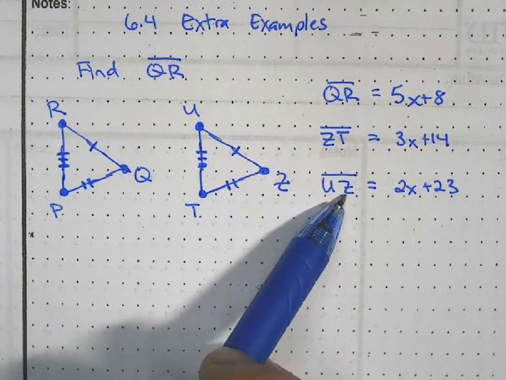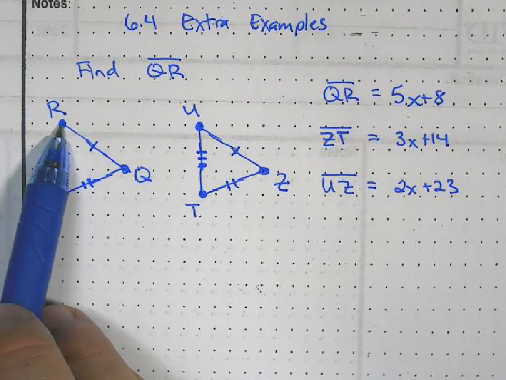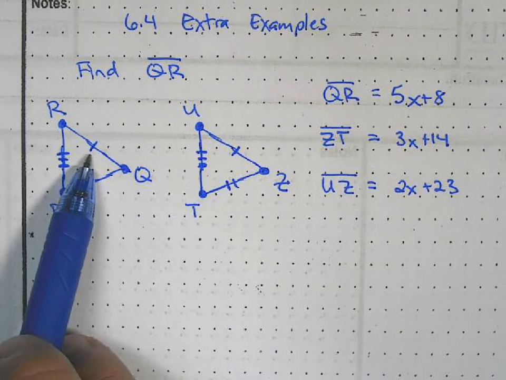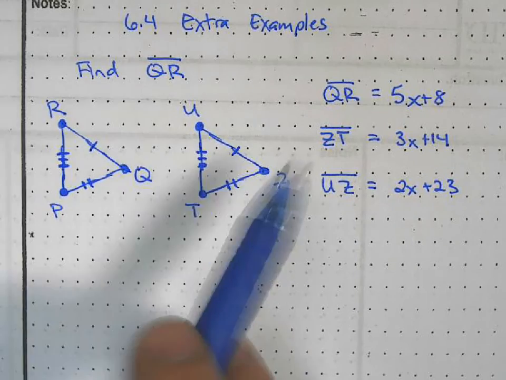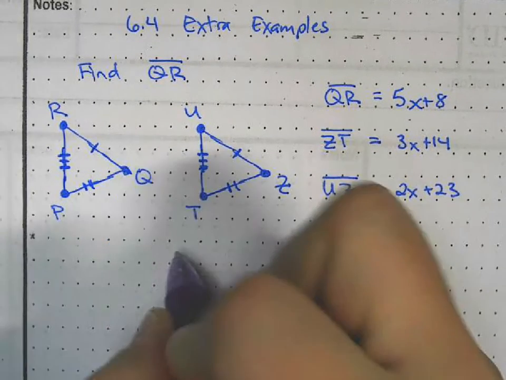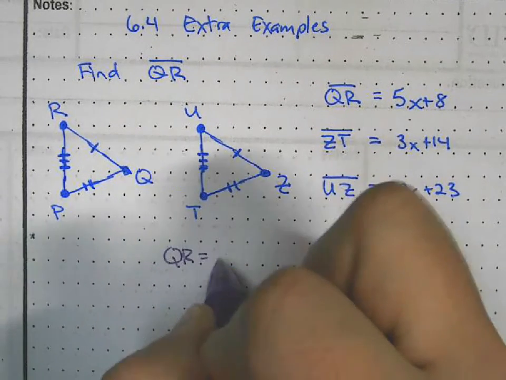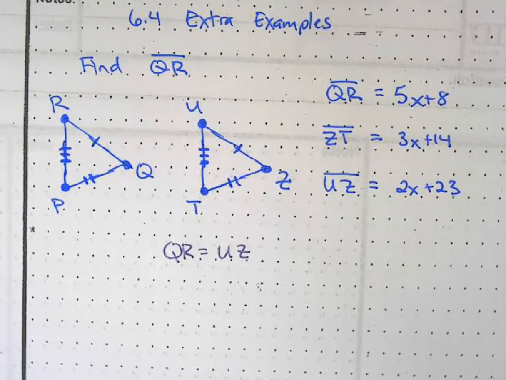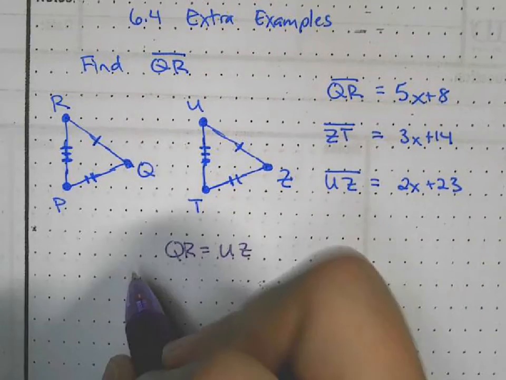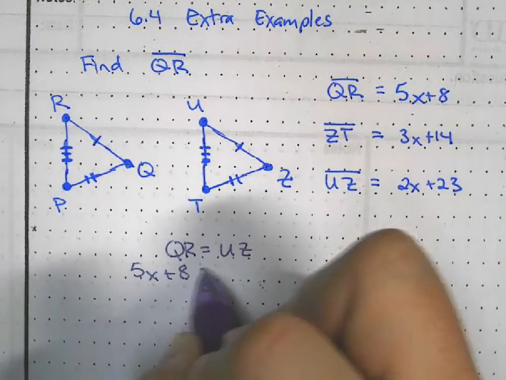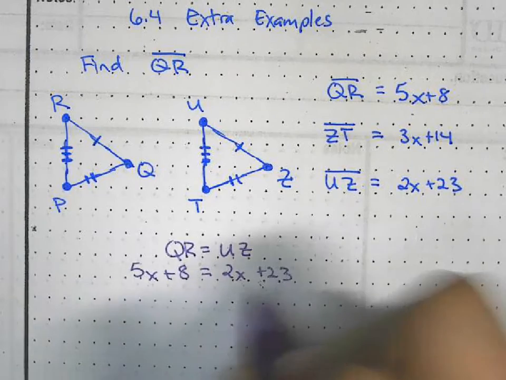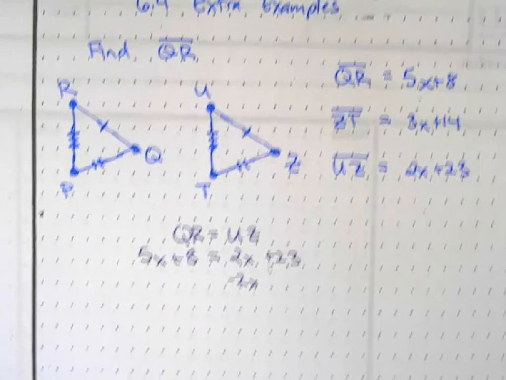which equation can I set up to help me find QR? Well, QR is equivalent to one tick mark, UZ. So I can say QR equals UZ. Now we're ready to plug everything in and solve. So I'll say QR, 5x plus 8, is equal to UZ, 2x plus 23. Now I'm just solving for x.